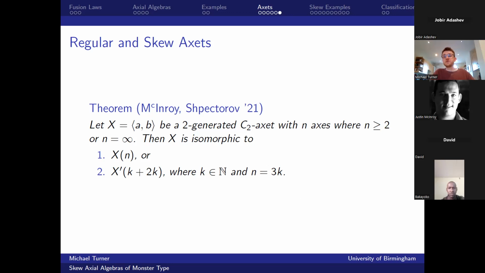So it'd be kind of useful to classify the regular ones together and then classify the skew ones together. And then, in fact, if we have both of those answers, then we've got the complete classification for these 2 generated axial algebras of monster type.